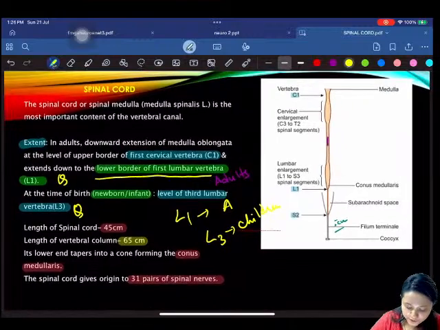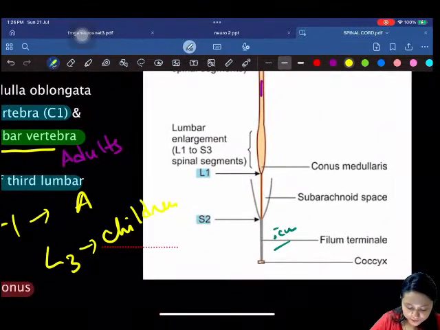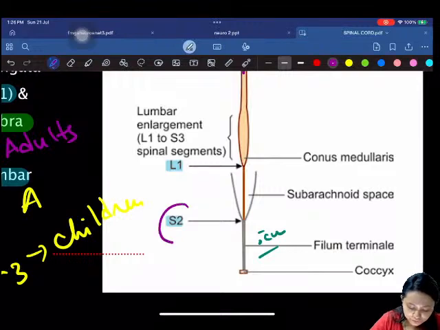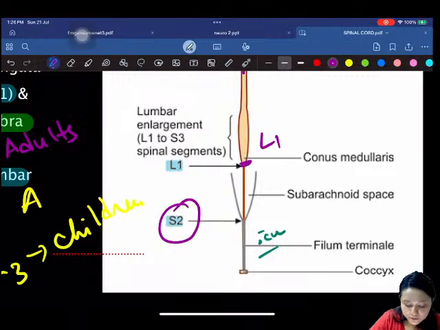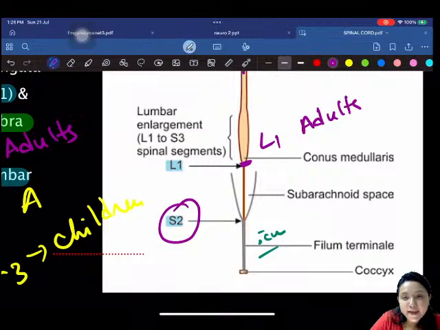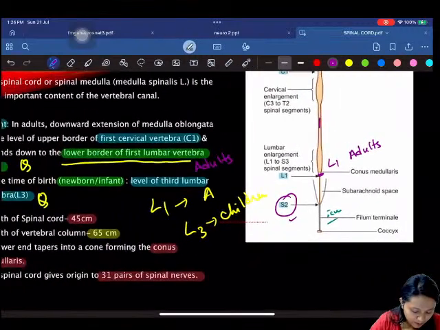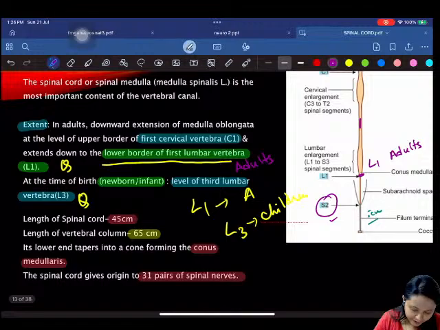And if they ask about the subarachnoid space or the dura mater, it is at the level of the lower border of S2. So the lower level of spinal cord is L1 in adults and L3 in children, and the subarachnoid space or dura mater ends at the lower border of S2. So these two you have to remember. Okay, so this is about the spinal cord, the most asked question. What is the lower level of spinal cord? What is the lower level of spinal cord in newborn?